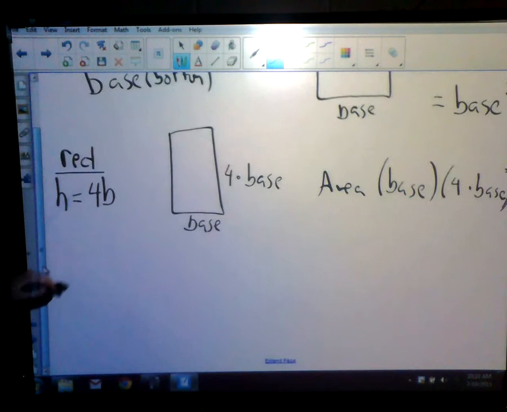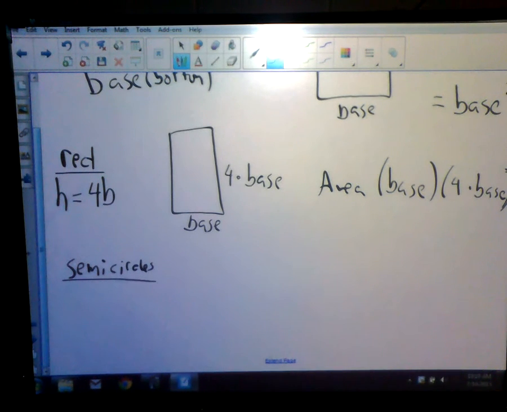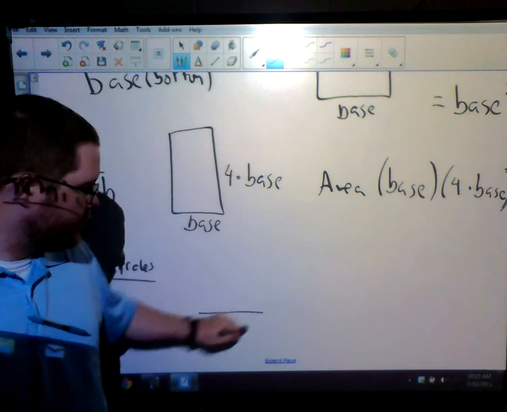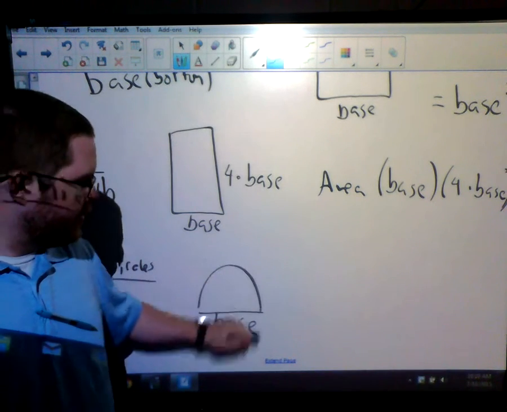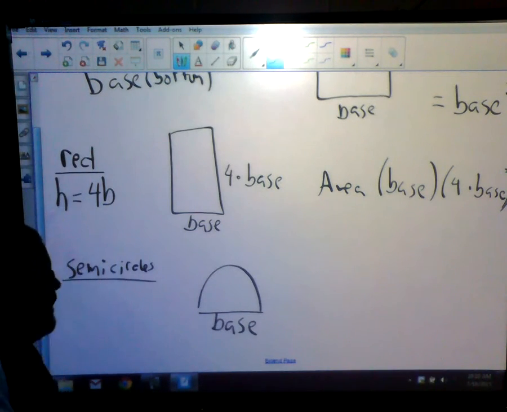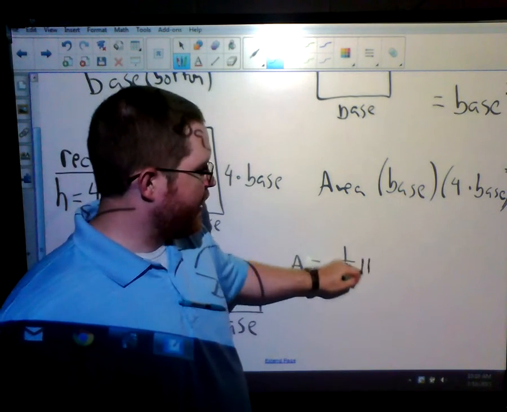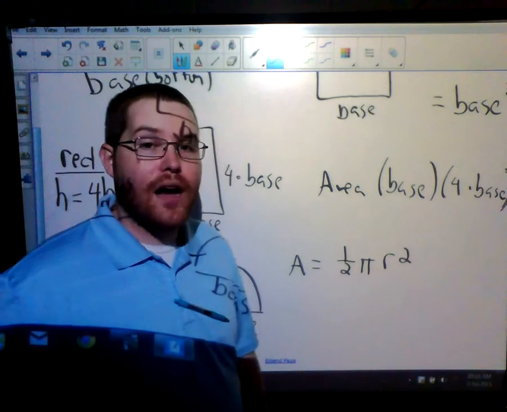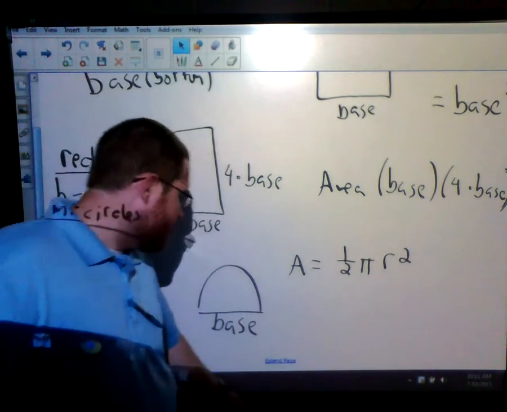The one that all people have trouble with are semicircles. Well, think about what that would look like. Here's the base, and there's a semicircle. But what's the area of a semicircle? Area of a semicircle is 1/2 pi r squared. It's 1/2 the area of a circle, which is pi r squared. But look at this circle.